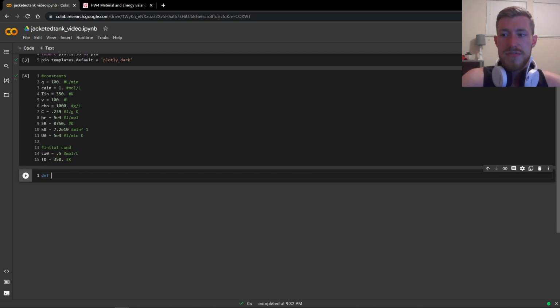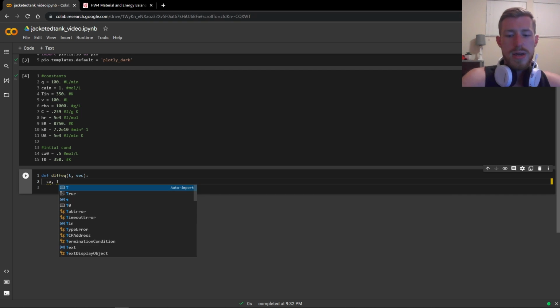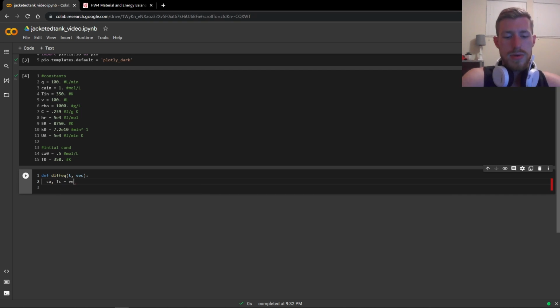So now we're going to define a function we're just going to call diff eq. As we remember with solve IVP, which is what we're using to solve these equations, for whatever function we reference that we want to be solved, we have to make sure that time is always the first thing that we're importing, and second is going to be the vector of the 2 equations that we're going to be solving. So immediately we're just going to unpack to be concentration of A, and what's the other one? TC, the temperature of our coolant, is going to be equal to our vector that we're importing. We're going to immediately unpack it.